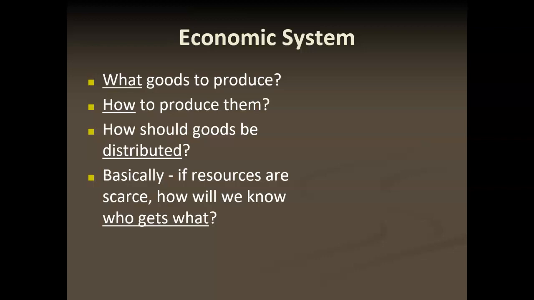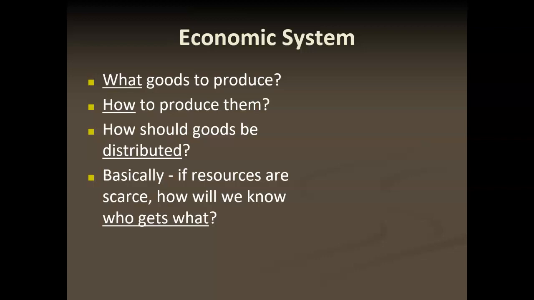The second thing is, how does the society produce them? What goods and services is the decision of, should the society be making goods that include food for the society? Should it be goods that are going to be exported to other societies? What actually gets produced? How does all that production occur? That's also a decision that the economic system decides.